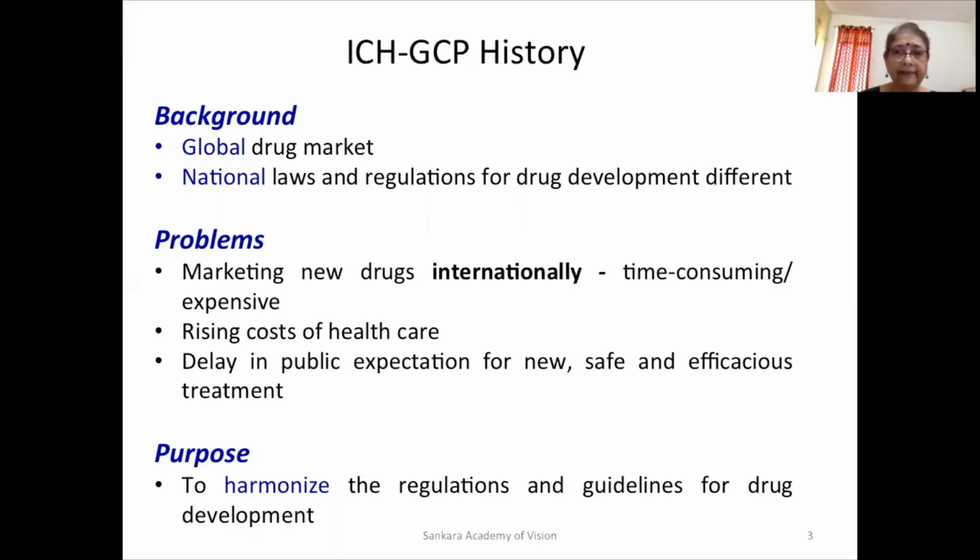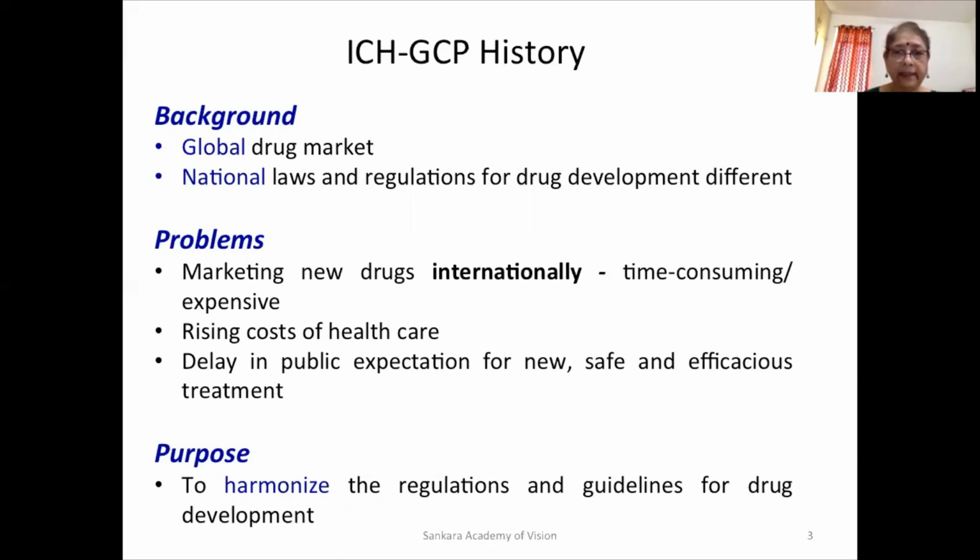So it was felt that one needs to actually harmonize all these and then bring it to one common frame, which will reduce the costs of the healthcare also, because the products will come into the market fast and people were actually expecting that when all the existent therapies are exhausted. So people are very eager to see if there is anything new in the horizon. So this process actually would reduce that time lag. And the main purpose, of course, was to harmonize the regulations and guidelines for drug development.